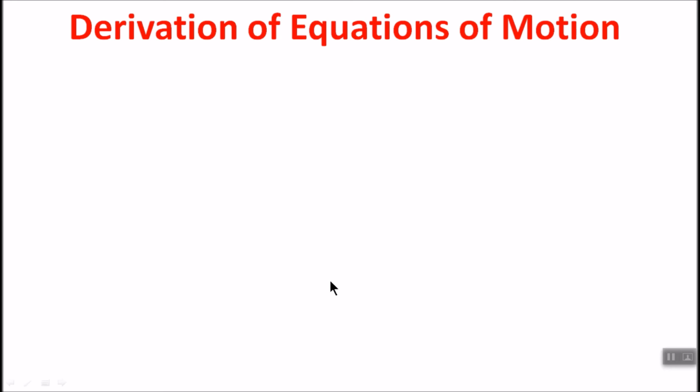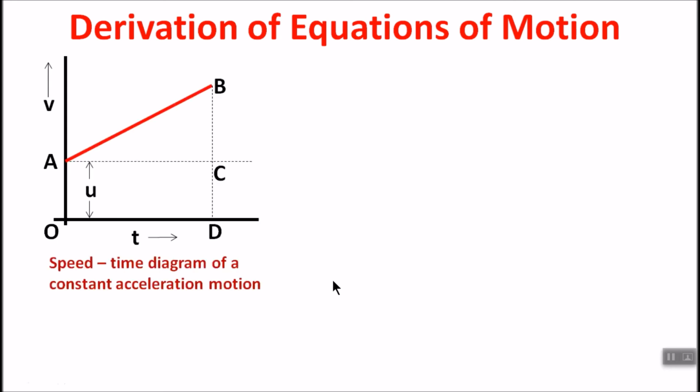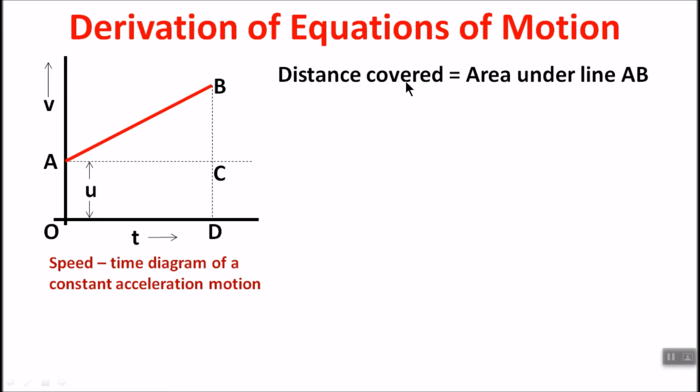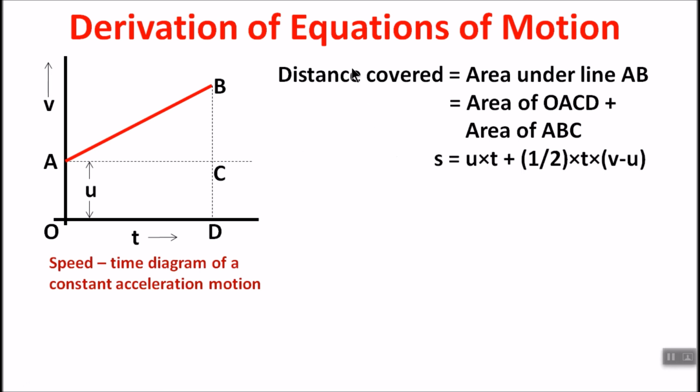Now we come to the second equation of motion. How have we got this? Again, we take the same graph for constant acceleration motion. Here we get distance covered as the area under line AB. So we can take the area of this figure as the area of OACD plus the area of ABC. That will be distance covered S is equal to U into T, which is this area, plus this triangle, which is half T into V minus U, this line.